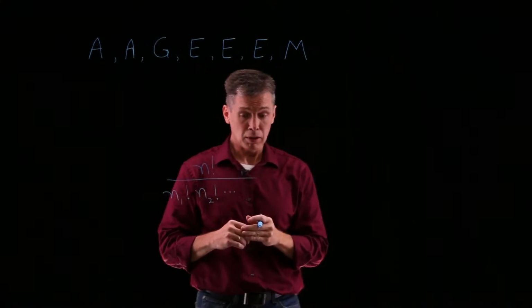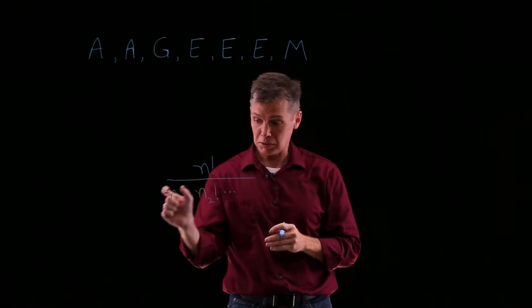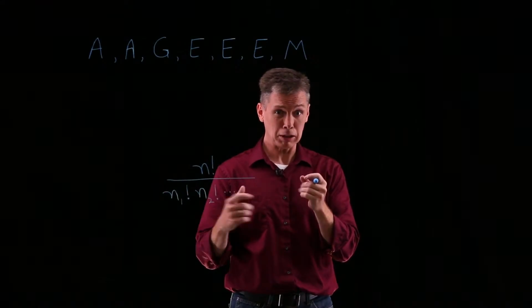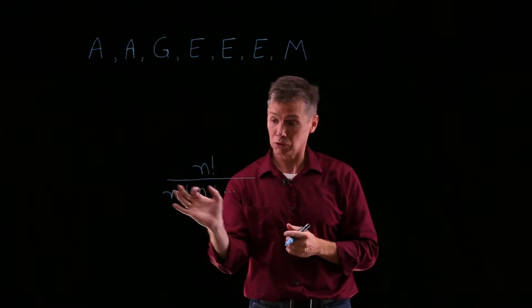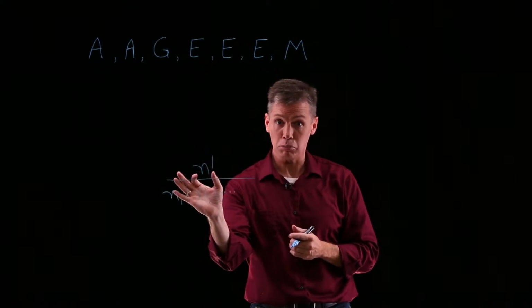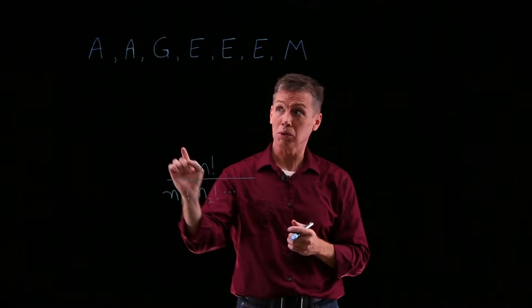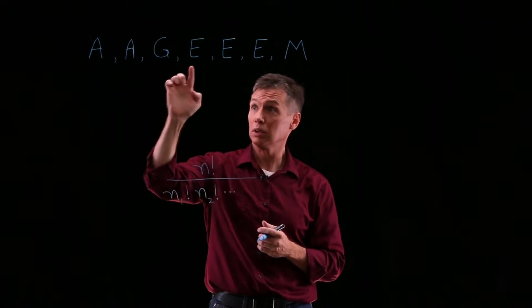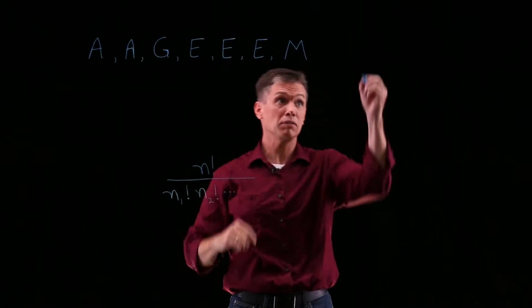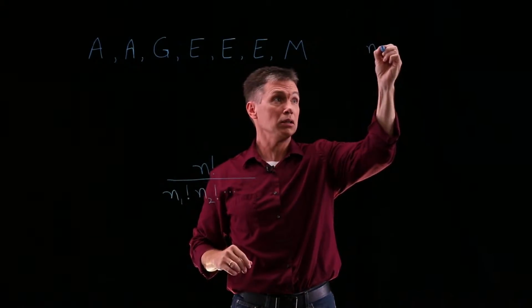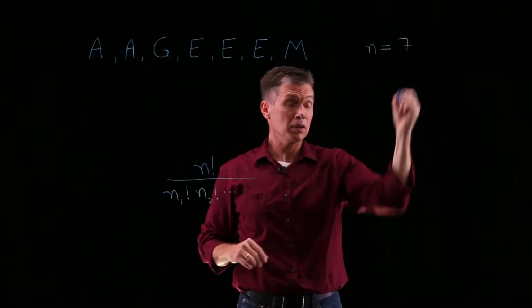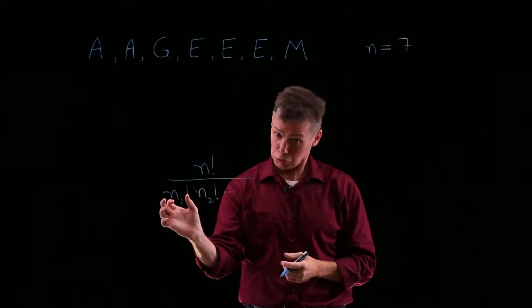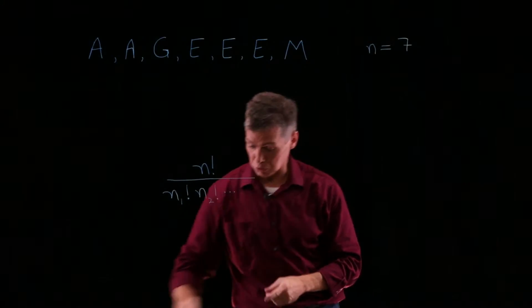And I'll explain. What you need to know is for each of these different components of your formula, you got to know what to plug in and where to get it from. So to start, that n in the numerator, we're going to have as an n factorial. That's just the number of different letters. So 1, 2, 3, 4, 5, 6, 7. My n equals 7.